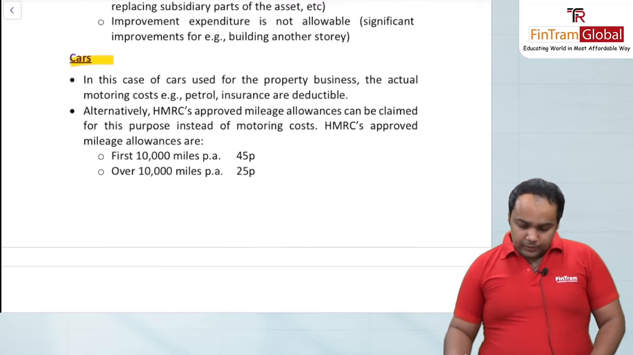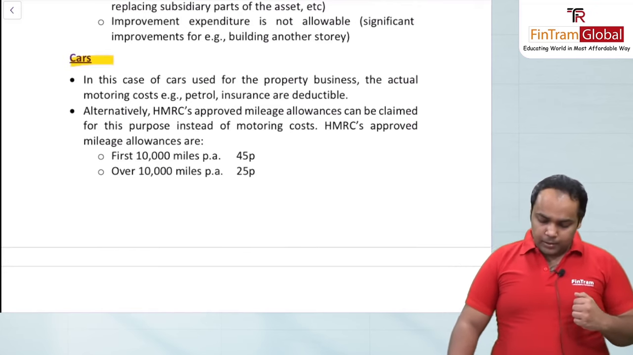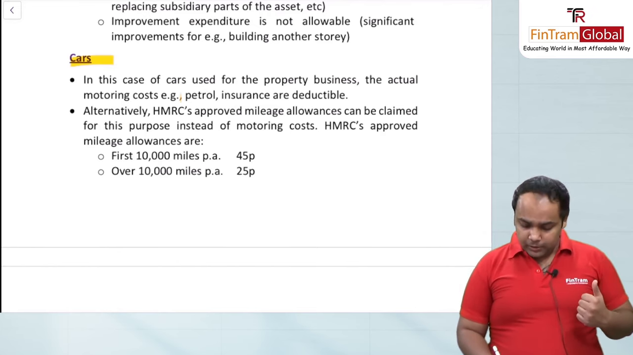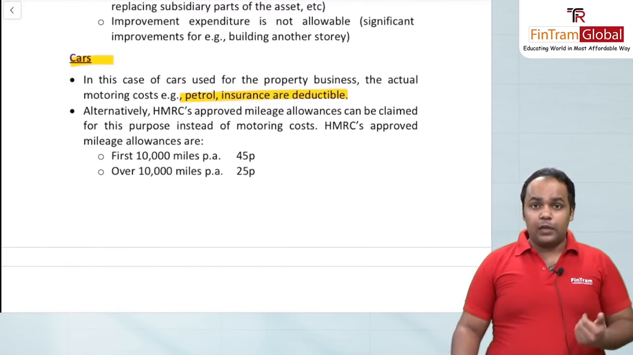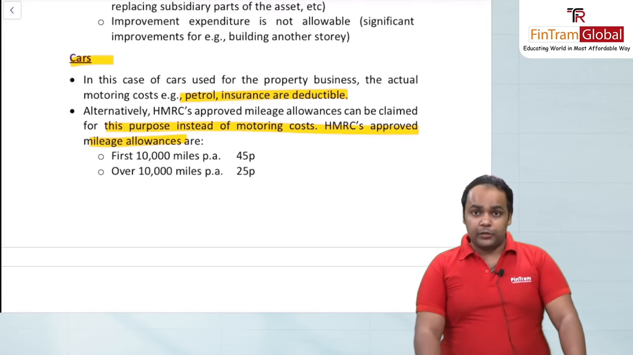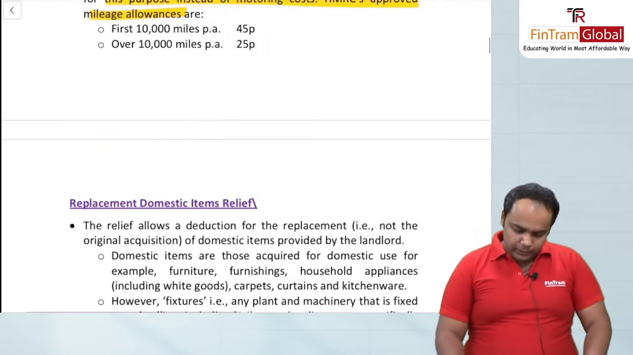On cars, the actual motoring costs used for the property and business are deductible. If not, the HMRC approved allowances rate is used as car related deductions. This will be given to you in the exam, so you don't have to worry about it.